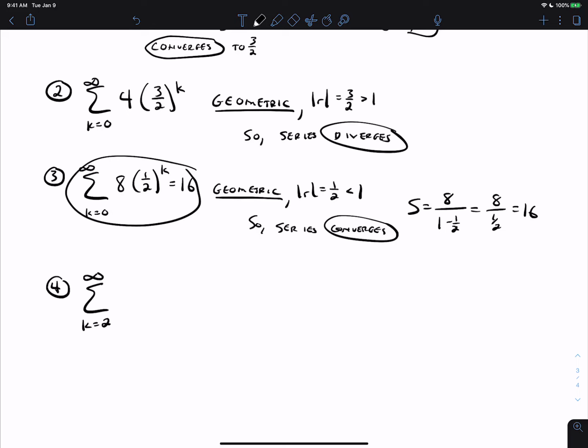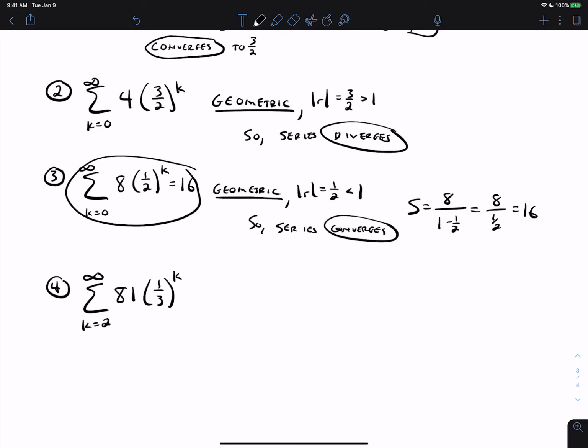Okay, so let's try the sum k equals 2 to infinity of 81 times 1/3 to the k. If you have a minute, pause the video, work this problem, so do the proof part, and if it converges, find the sum. And then when you're done, unpause it and watch me. It's real important to try this one before you watch me do it.